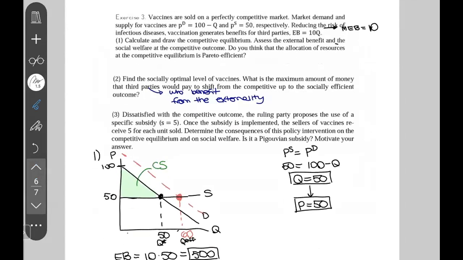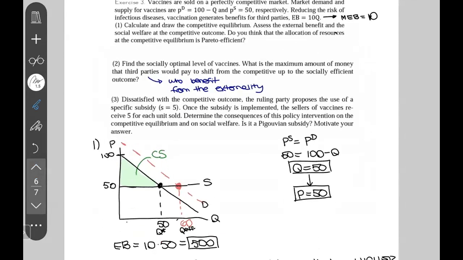And they said determine the consequences of this policy intervention. I'm not sure how much they wanted you to calculate here, but we could also look at how social welfare changes. So basically, because it's better, but it's not optimal, we're going to find that social welfare increases with respect to the original equilibrium. But again, it's not going to be maximized. That's why it's not socially efficient.